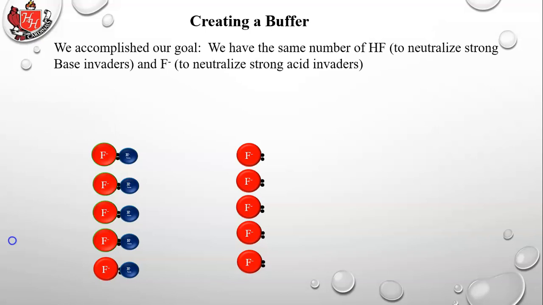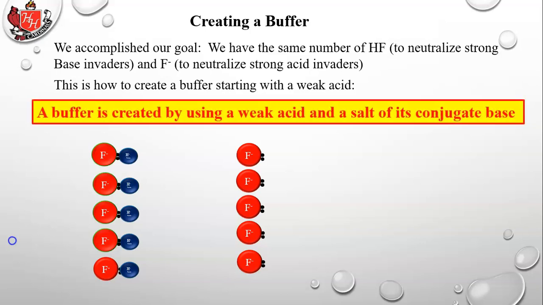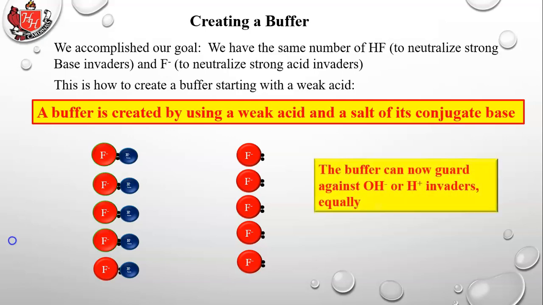We have the same number of hydrofluoric acid molecules and fluoride ions to neutralize the strong acid invaders. This is how to create a buffer starting with a weak acid. A buffer is created by using a weak acid and a salt of its conjugate base. The buffer can now guard against hydroxide and hydronium invaders equally.